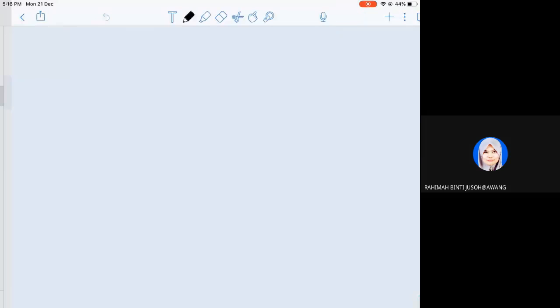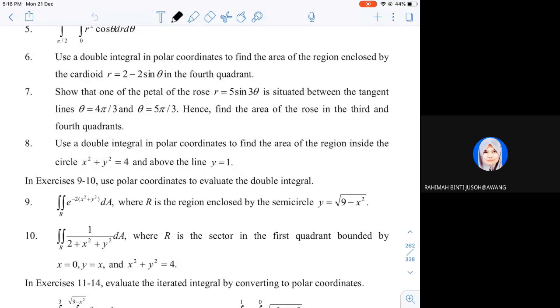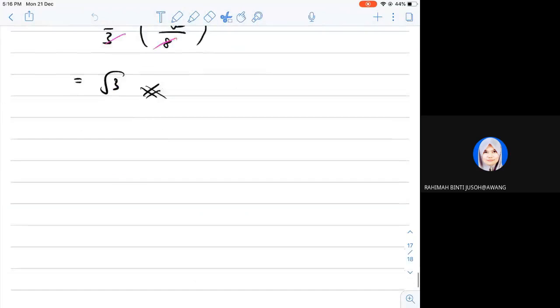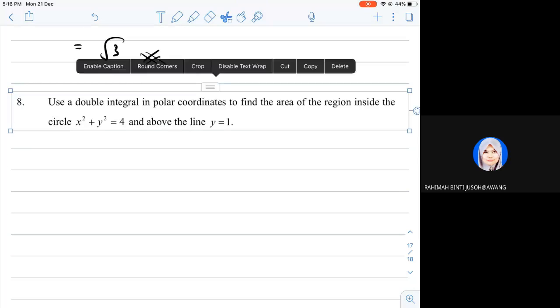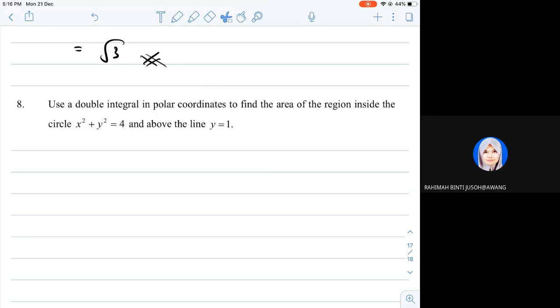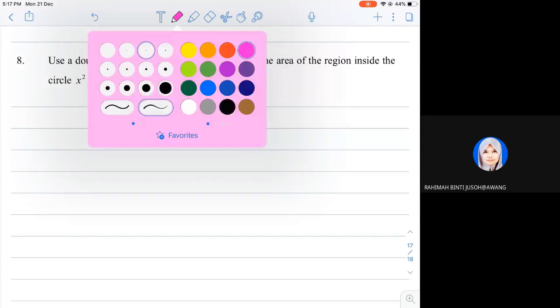Right, next, let's take a slightly more challenging question. Question number 8. Okay, question number 6 was just simple, an ordinary cardioid. Number 7 was just roses, direct as well. So let's take the combination. Question number 8. Use a double integral in polar coordinates to find the area of the region inside the circle and above the line. Okay, this question is a bit tricky.